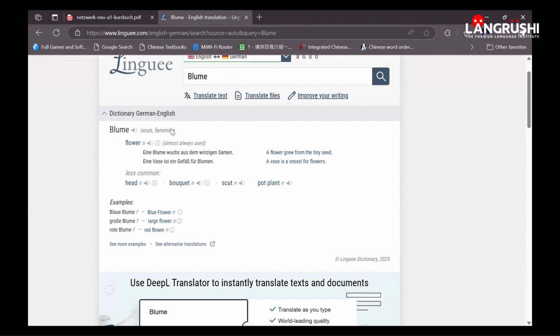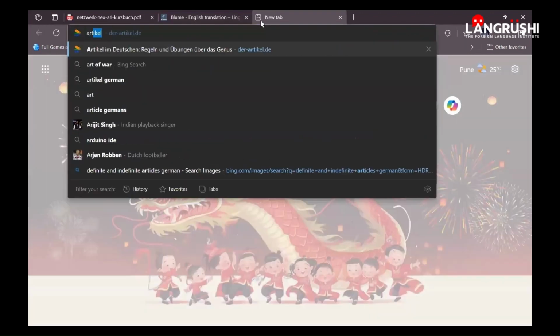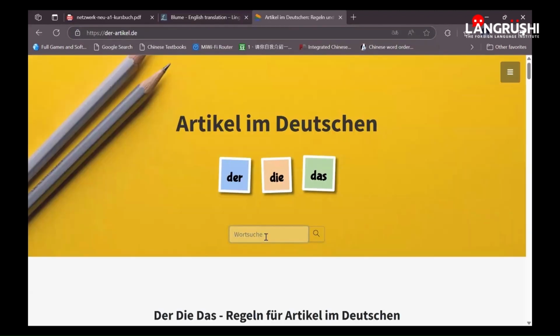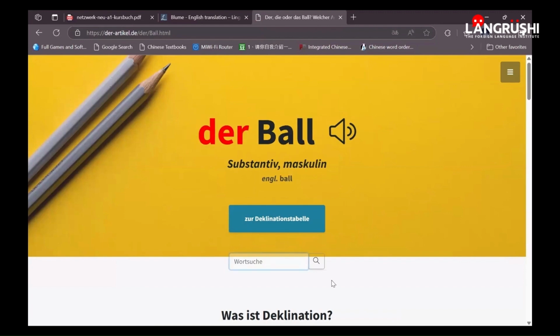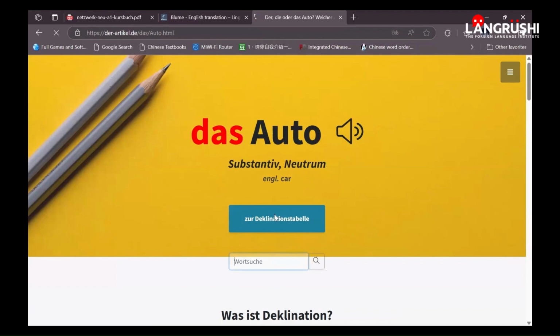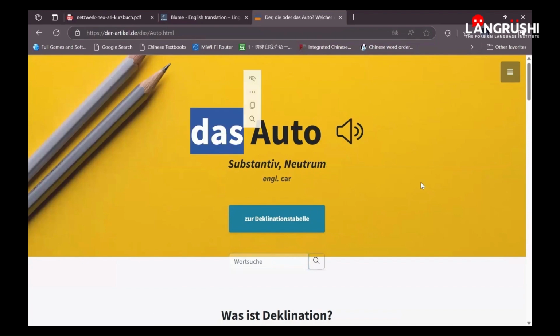Now, there is one more site that I refer to, called article. This site has 99% of all the words. In case you do not find anything, you can ping me or try to find it in the dictionary as well. But right now, you won't need any complicated words, so it's fine. If you put a word there, you will see the gender. So that is feminine. If I put in a word like Ball, you will see der, so der talks about masculine. If you put in Auto, you will see it is a neutral gender.